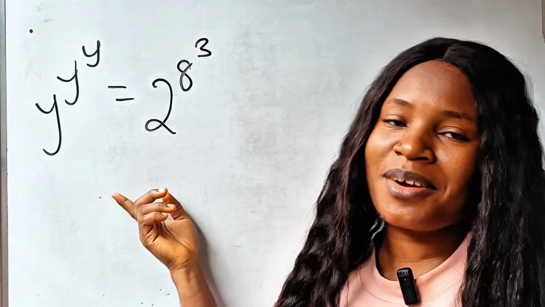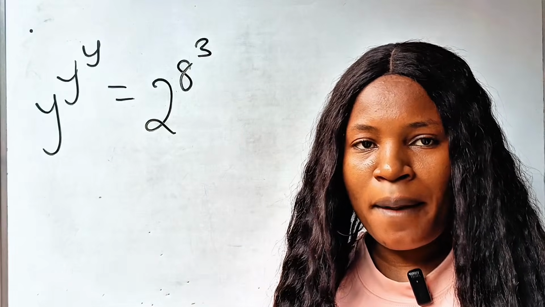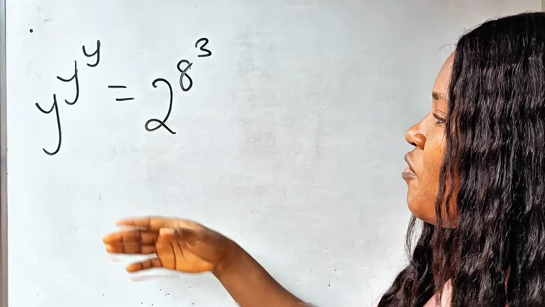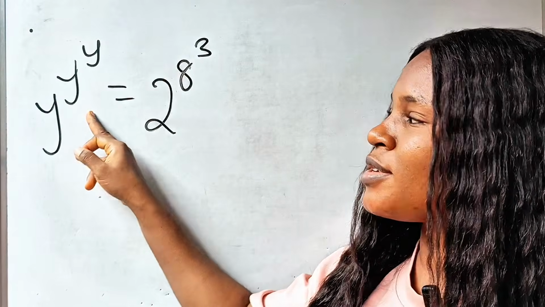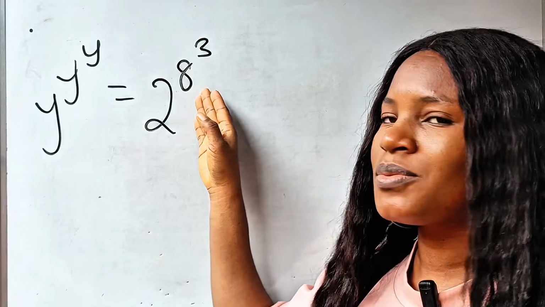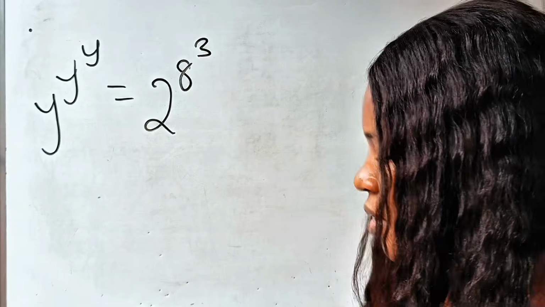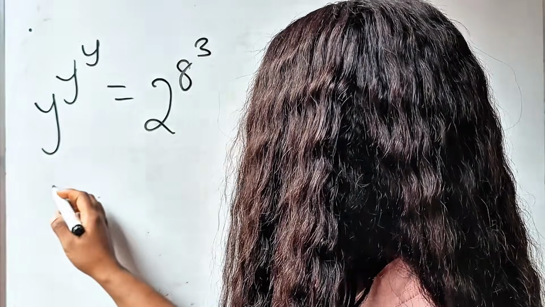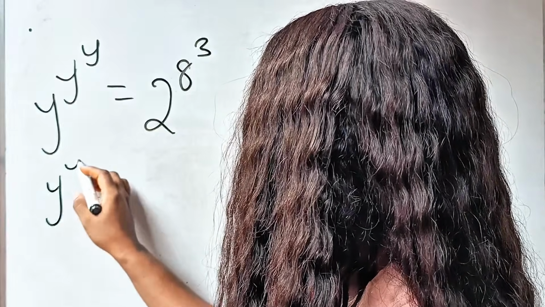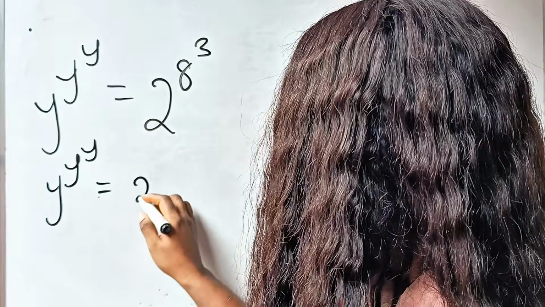In this particular question, we are asked to find the value of y, if y to the power of y to the power of y is equal to 2 to the power of 8 raised to the power of 3. The first thing we need to do is write y to the power of y to the power of y is equal to 2.